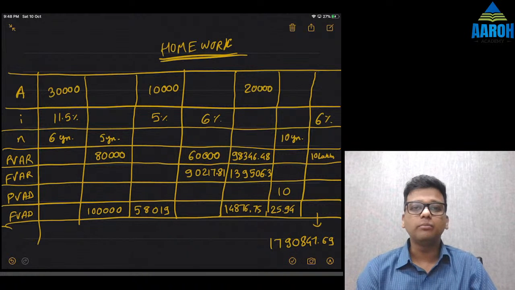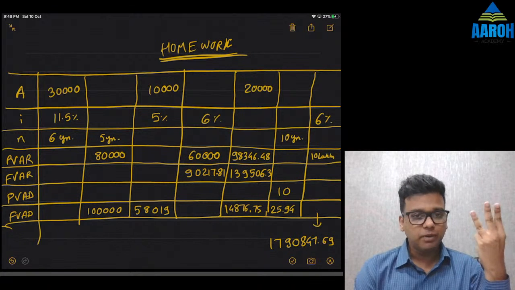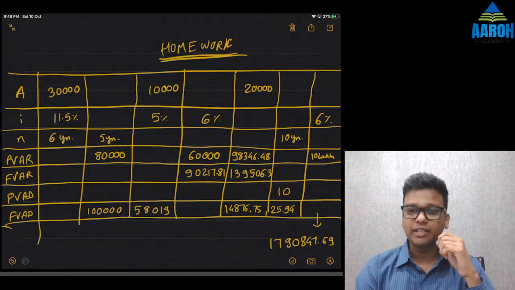So we'll finish this on Monday. We'll finish some questions on annuity from module, and then we'll see last part, which is applications of time value of money. Then on Monday we'll be done with the chapter.